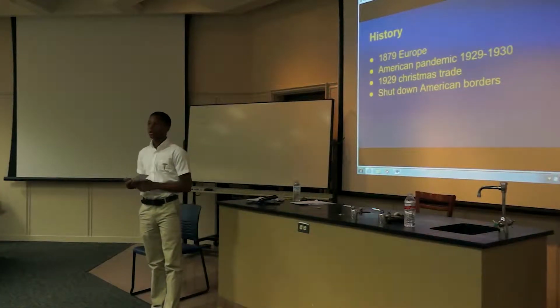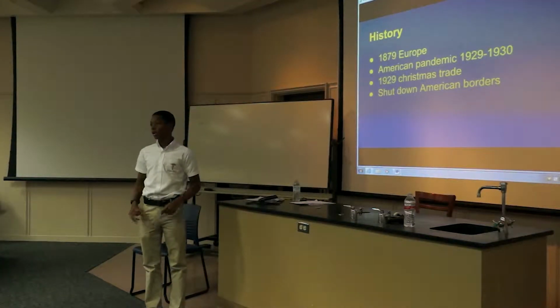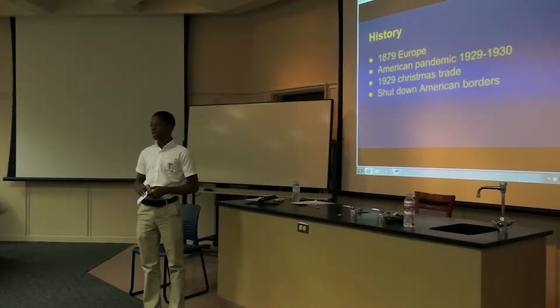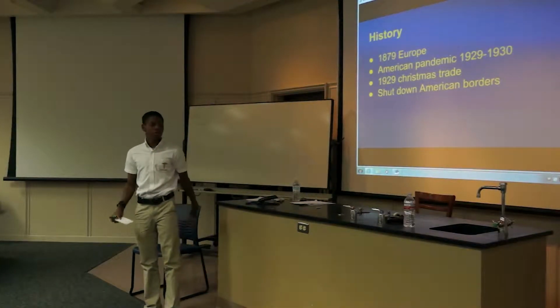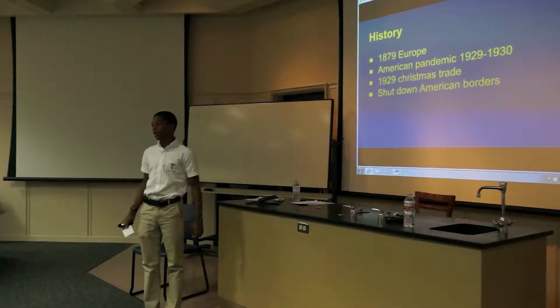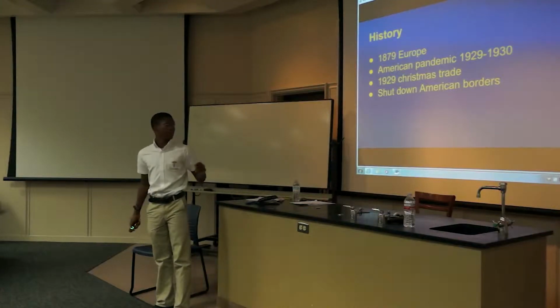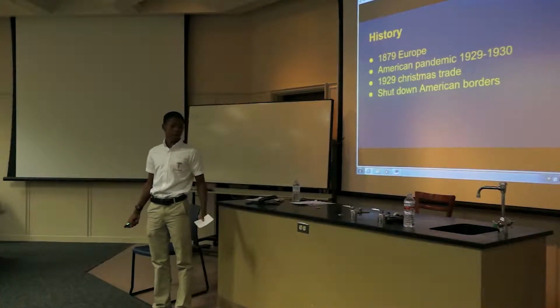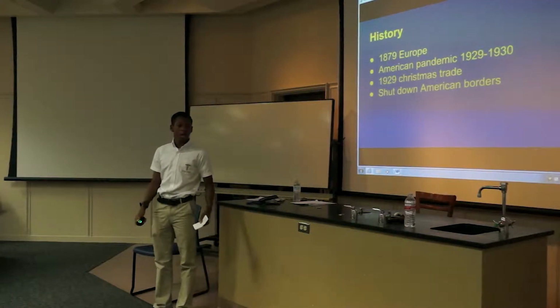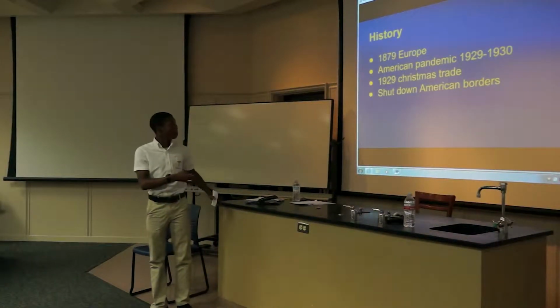History. Silicosis was first introduced in 1879 in Europe, whereas it was introduced as a human disease. It was first introduced in America in the 1929 Christmas trade when parrots were brought over to America on shipping. This pandemic caused America to shut down its borders, and the city of Los Angeles had a breakout of silicosis.